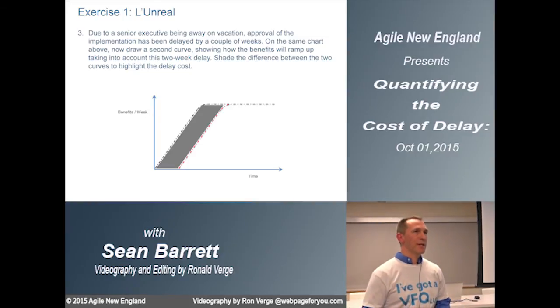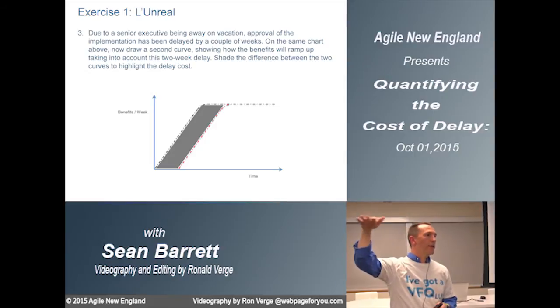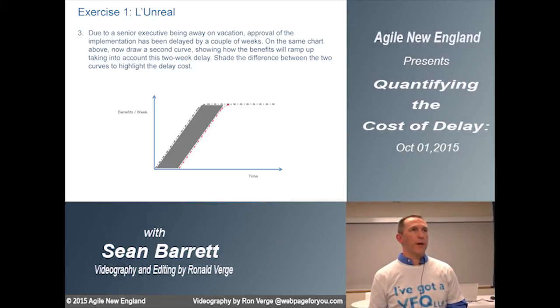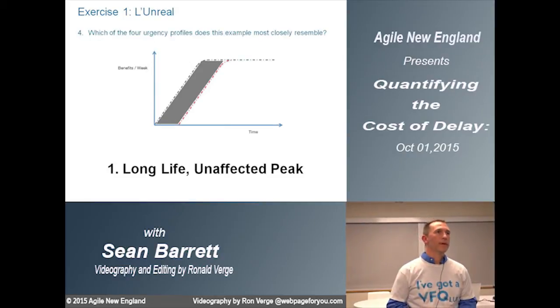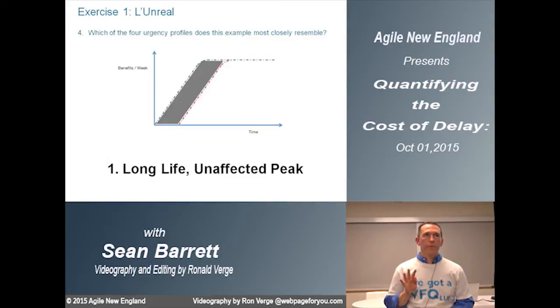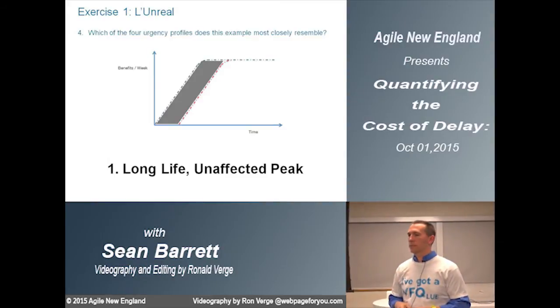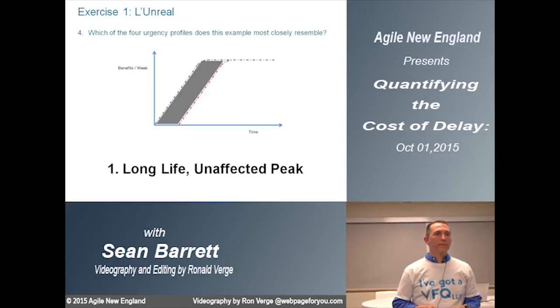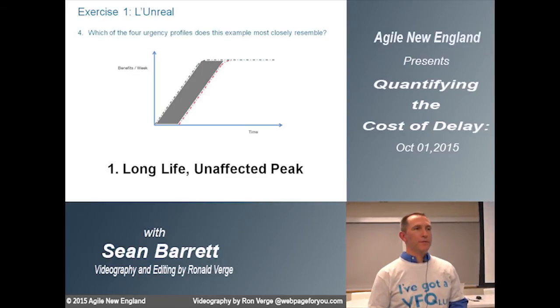So what's really interesting here is how long you wait and where that top flat line is once your idea has come fully into the regular benefits that it provides. So pretty straightforward math. Which of the 4 urgency profiles does this most closely resemble? Either the first or the last?